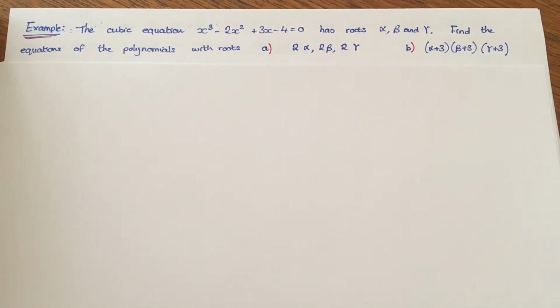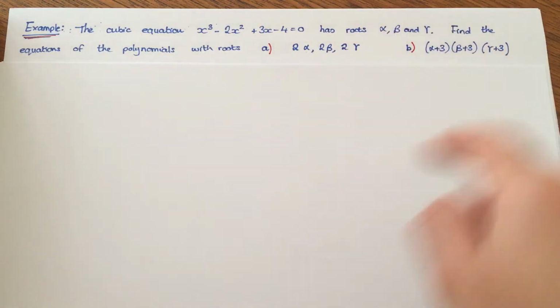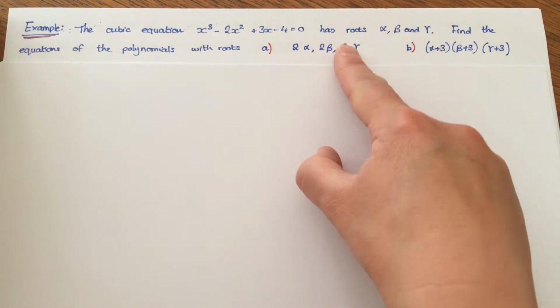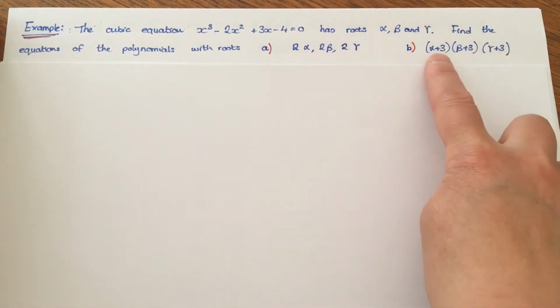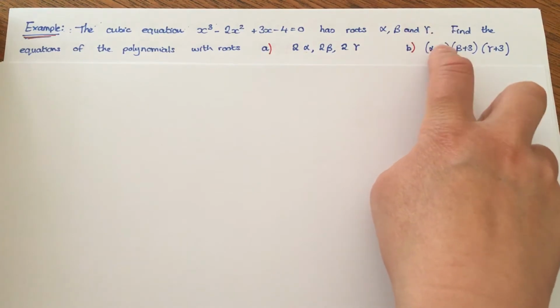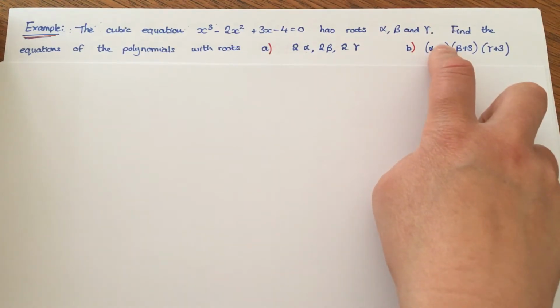Okay, so the last bit is called transformations of roots, linear transformations of roots. That's when you've got an equation with one set of roots, in this case alpha, beta, gamma, and you want to find an equation which has related roots, but a different equation. So this new equation that we want to find has roots 2 alpha, 2 beta, 2 gamma. So they're related to those, but not the same. Or for this one, alpha plus 3, beta plus 3, and gamma plus 3. So they're related to those roots, but they're not the same roots.